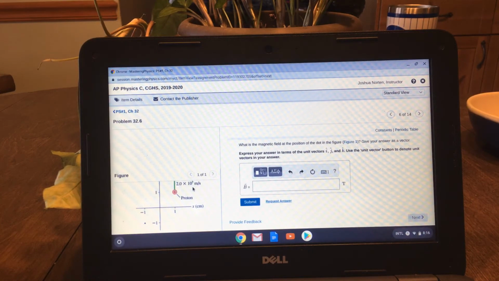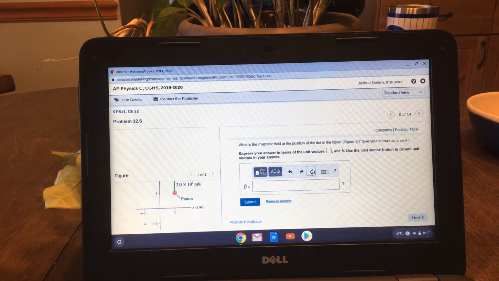The displacement or the position between the dot and me, there's a line segment there. That line segment is not perpendicular to the velocity vector, which would yield max field, but nor is it parallel, which would yield no field. So you've got to do, I don't know if that's 45 degrees, a little geometry there with all the 1 centimeters.